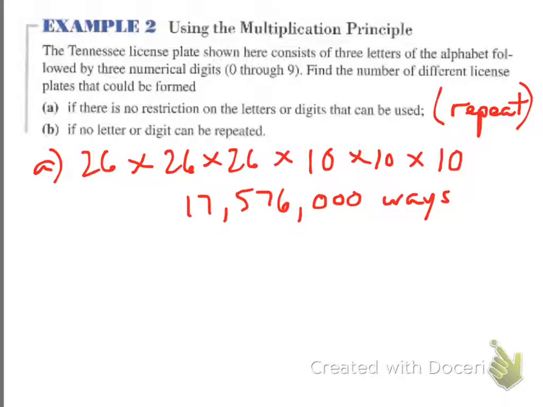Now if you think about that, in Ohio, that's probably what you're going to see. Actually, there are 4 numbers, I think, but that's a lot of ways.